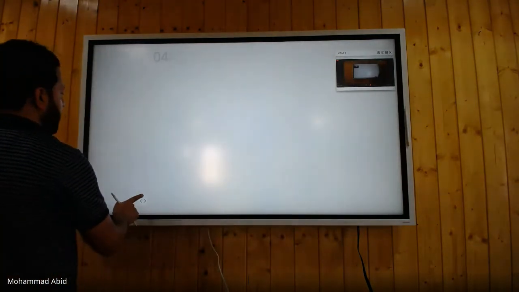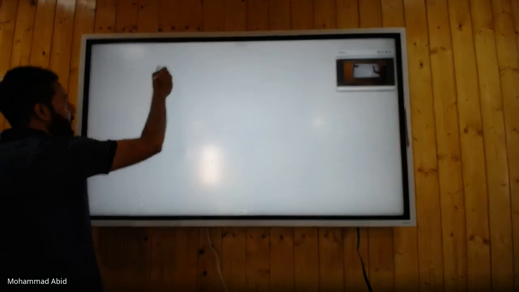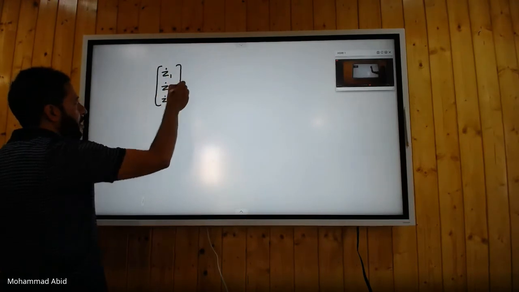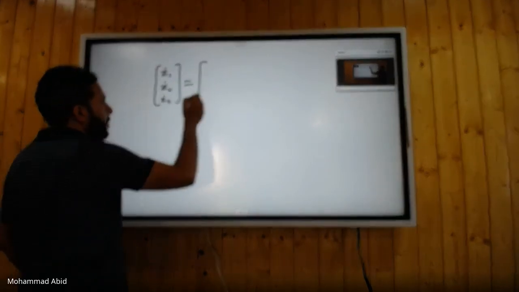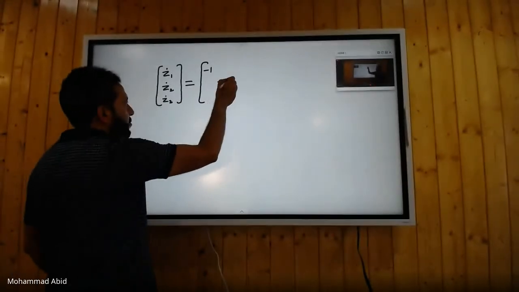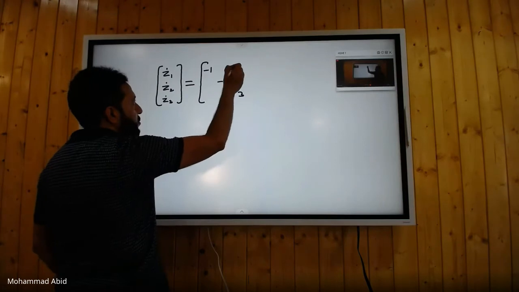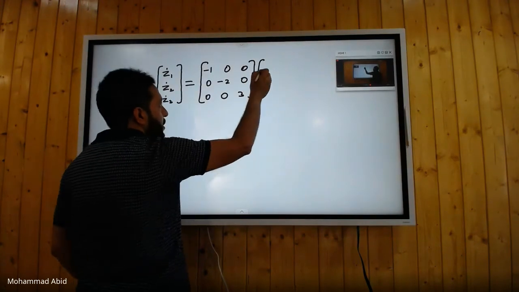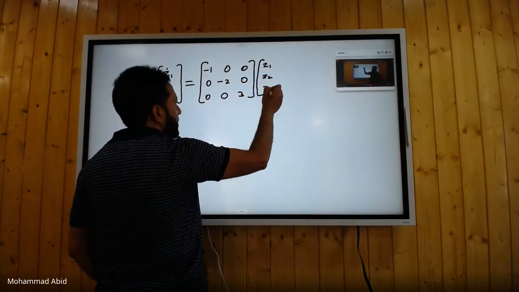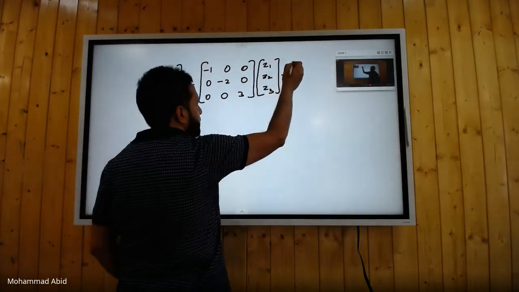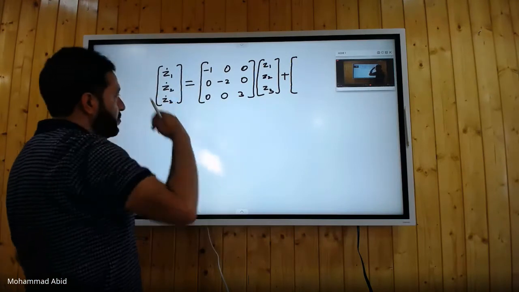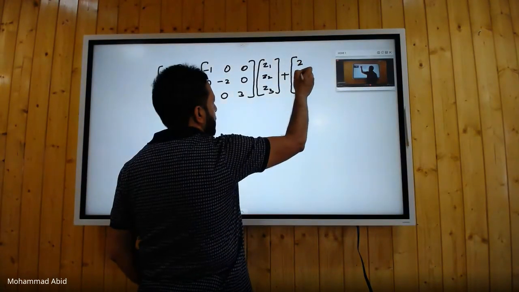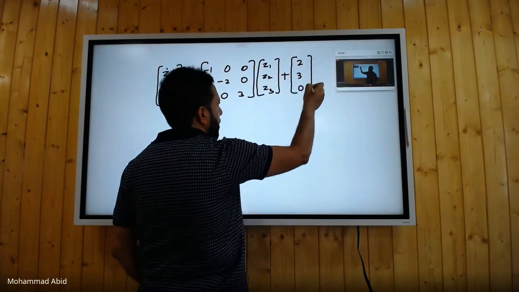Take another situation. You have something like this. You have got Z1 dot, Z2 dot, Z3 dot is equal to. So you have -1, -2, 3, 0, 0, 0, 0, 0, 0, like this. Then you have Z1, Z2, Z3 plus, let's say, 2, 3 and C into U.